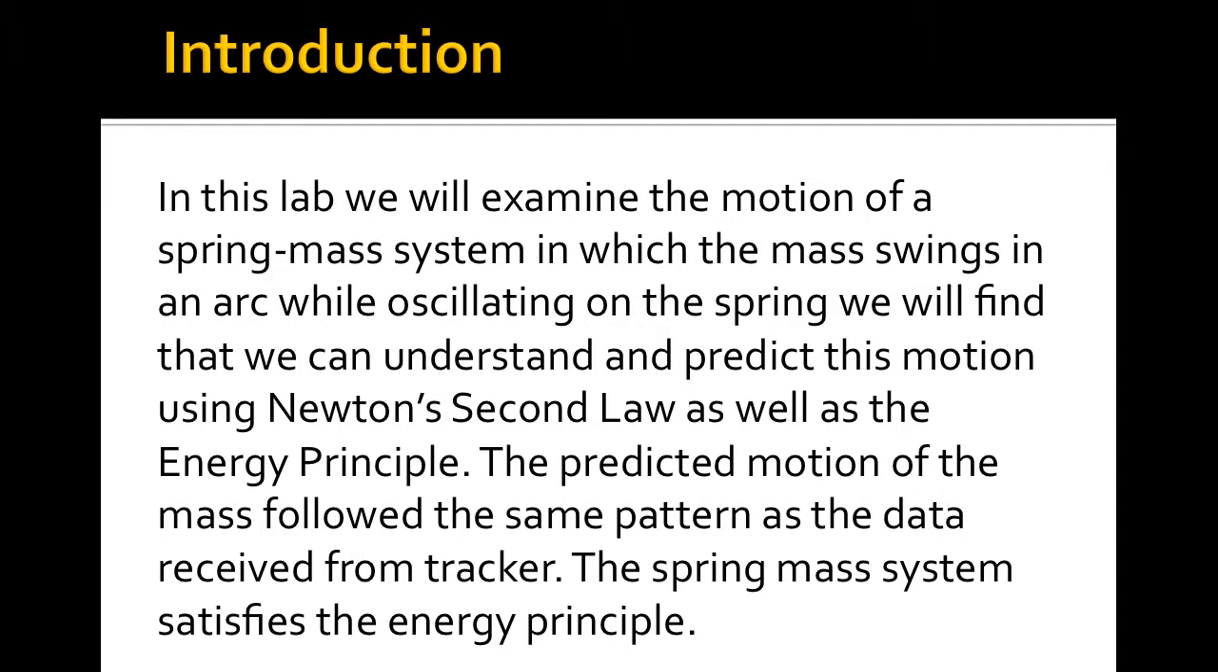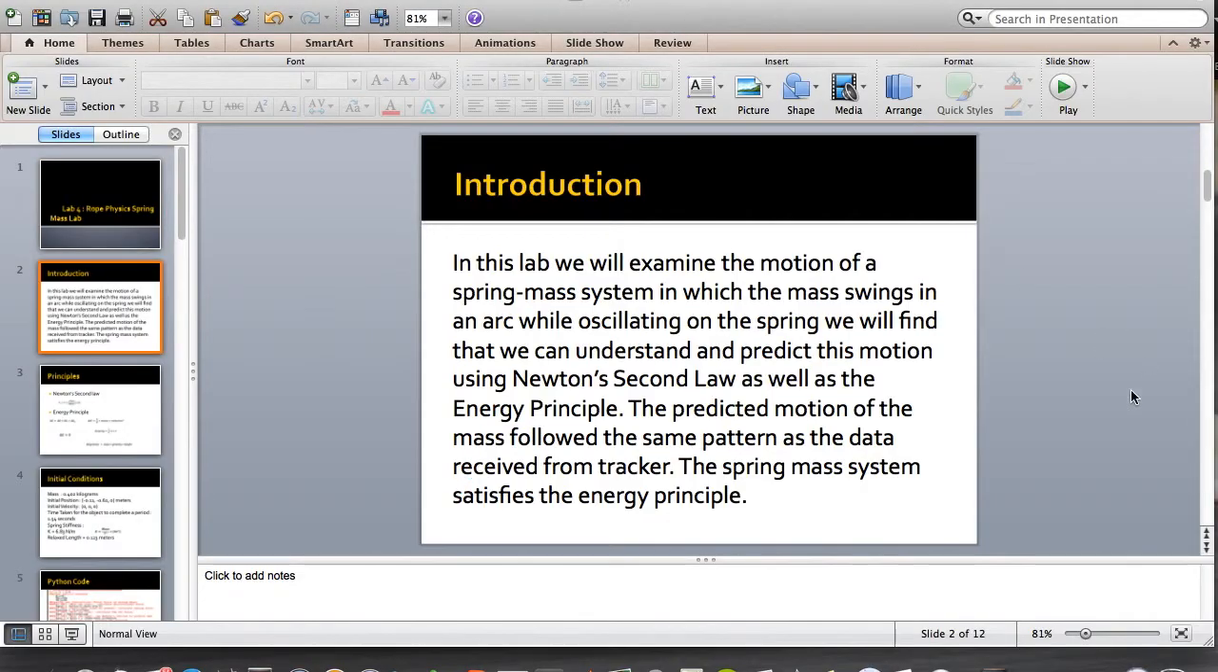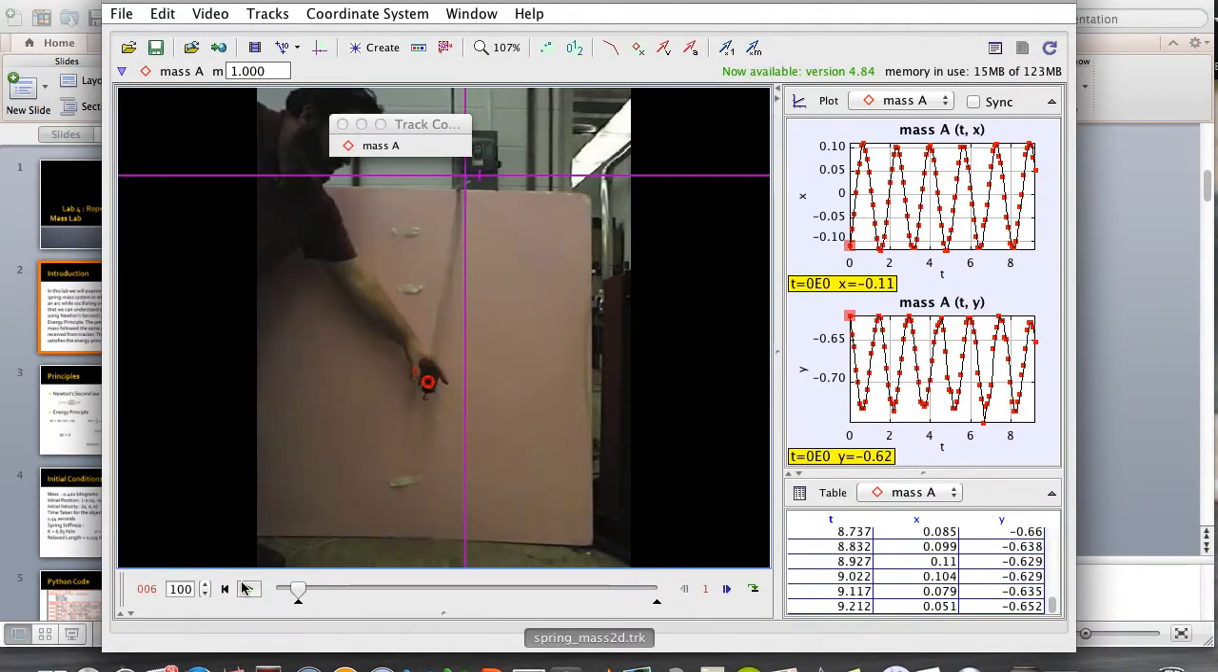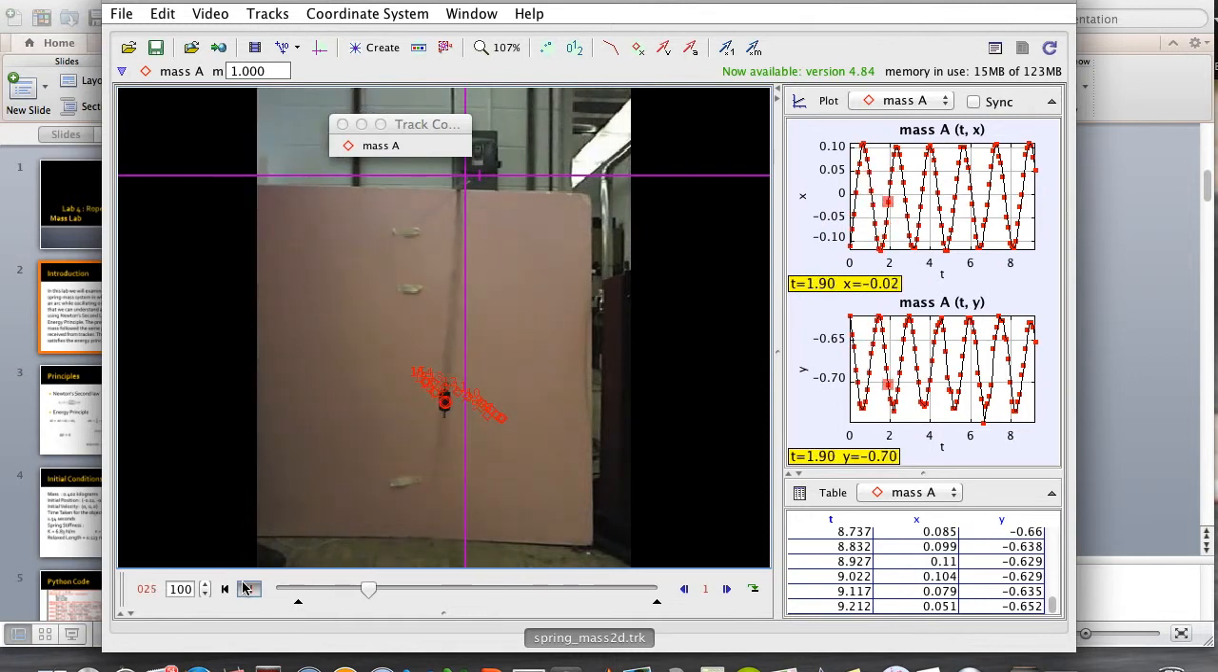The predicted motion of the mass followed the same pattern as the data received from Tracker. The spring mass system satisfies the energy principle. So first what I will do is show the system in Tracker. Each point is plotted here on the graph. We have one graph that shows the time in X and the other graph that shows the time in Y.